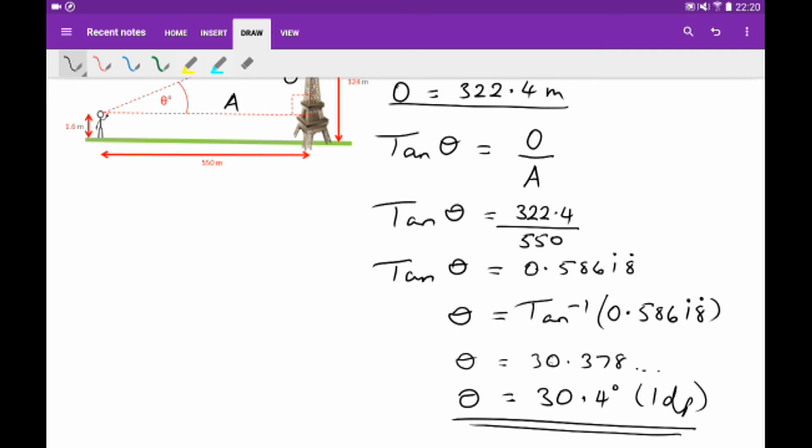And that looks more reasonable now, around 30 degrees. Round it to 1 decimal place, because that's what we typically do for angles.